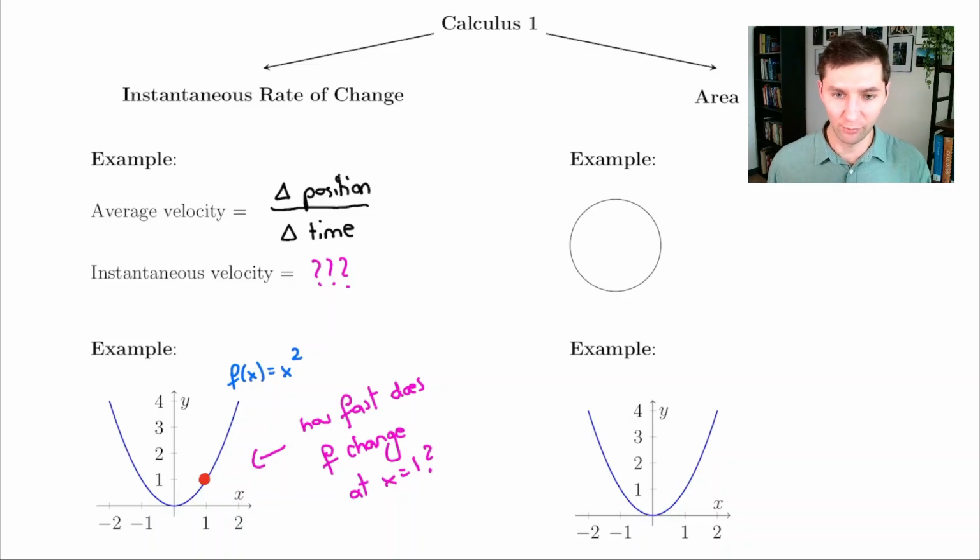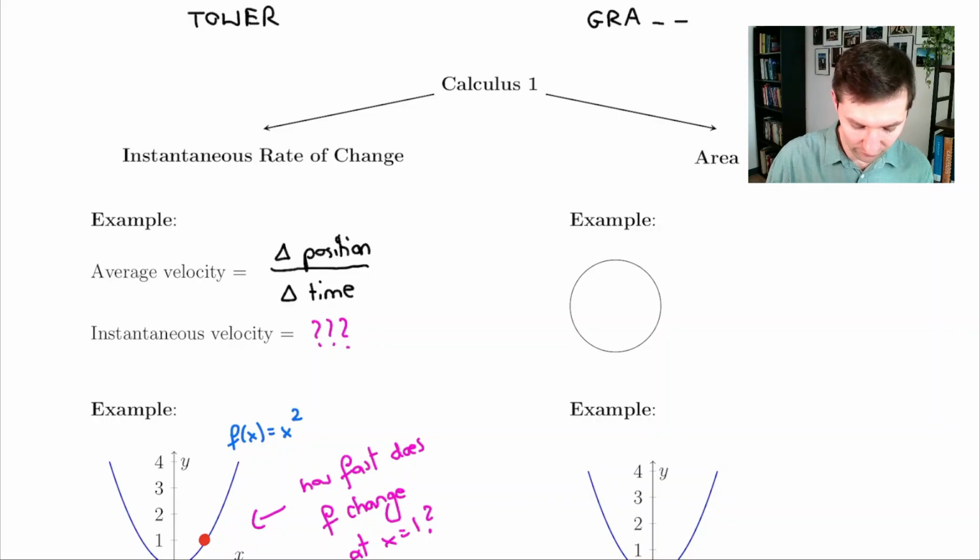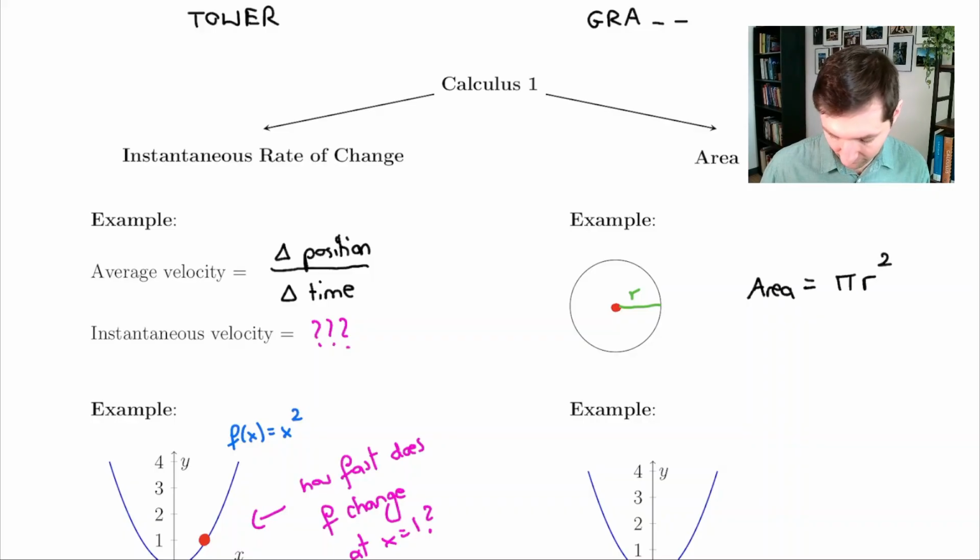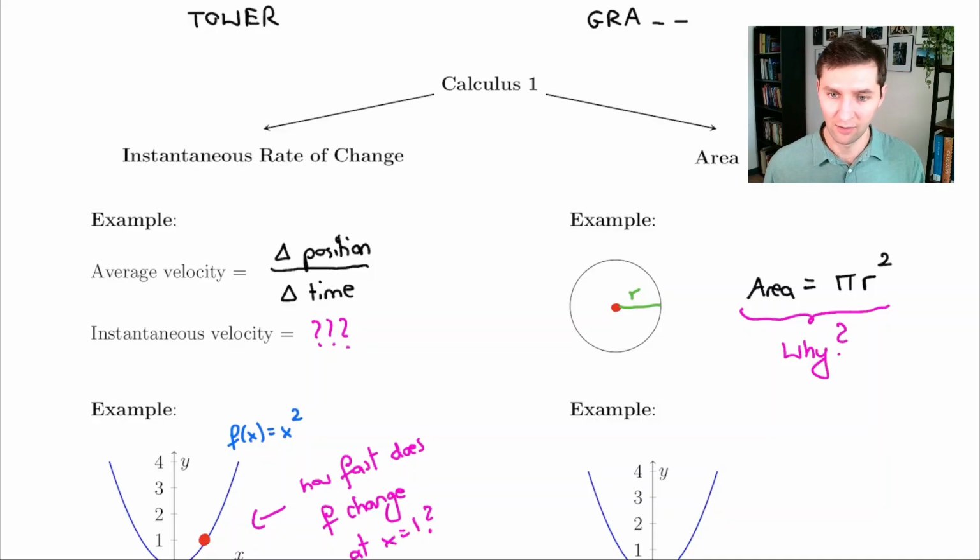Let me give you an example involving area. Consider a circle. A circle has a center. A circle also has a radius, which is the distance from the center to the edge of the circle. The radius is often denoted by the letter r. You may know that the area of a circle is given by pi r squared. The question you might have is why? Why is the area of a circle given by pi r squared? This is a question that Calculus will also answer.